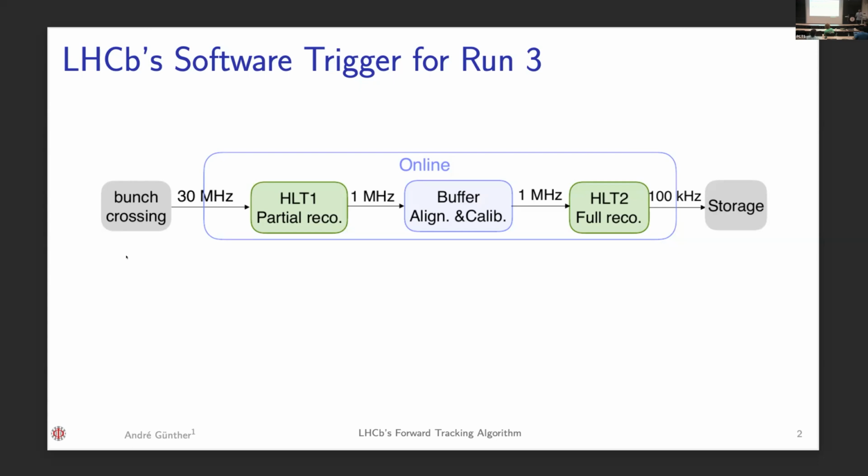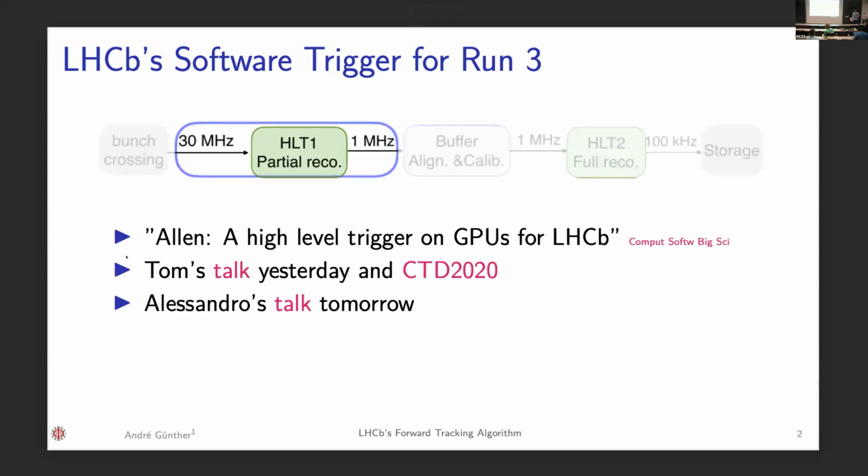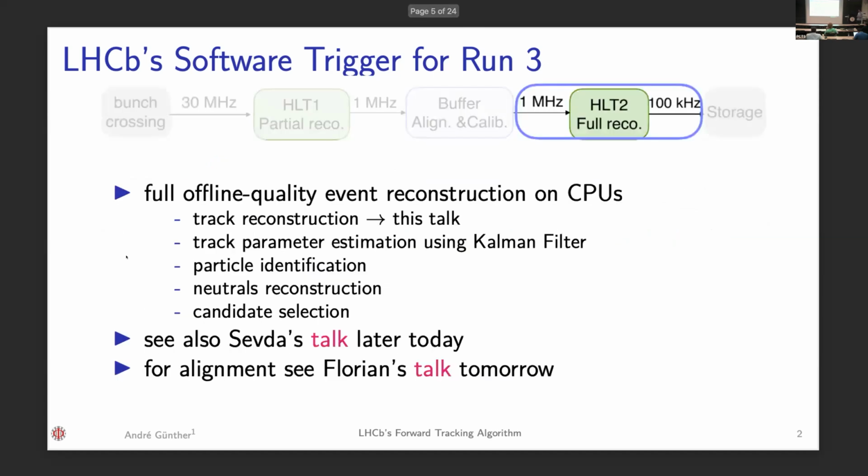So this is all online. This all runs in the trigger. There is no hardware-based triggering whatsoever. It's all software-based, and the full reconstruction also features selections that can then be written to storage and further analyzed. You've already heard something about the first trigger stage. It was the first talk by Tom, and there's also a paper if you're interested, and more detailed tracking related stuff for LHCb1. There will be a talk tomorrow by Alessandro. I will be talking about LHCb2, which is fully running on CPUs, so kind of traditional, and it does the full offline quality event reconstruction.